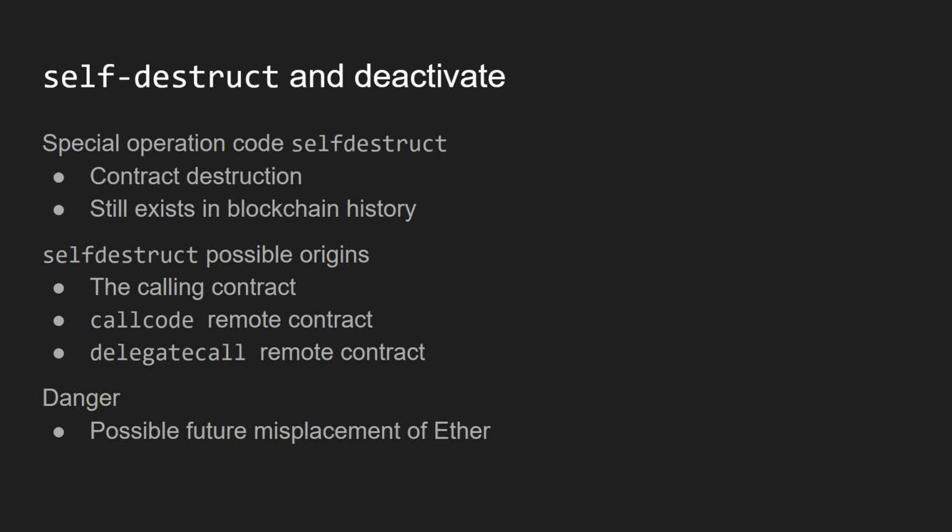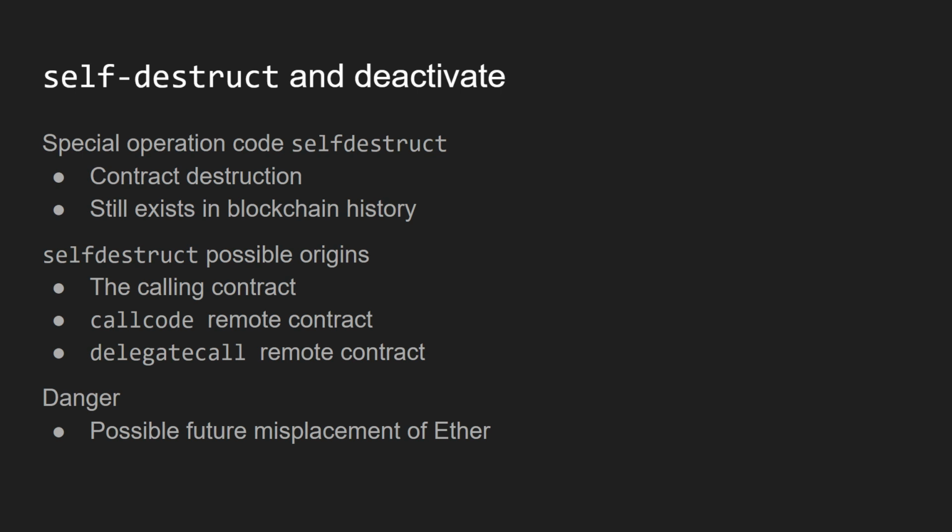So, the special operation code self-destruct enables us to destruct a contract. However, when we destruct a contract, it still exists in blockchain history. This is an important thing to remember, because if you want to erase a contract from ever existing, you cannot do that. At least not if you're not doing some kind of attacks, and that's not the way to go. Of course, it's immoral and illegal, and from the other point of view, it's very hard to accomplish.